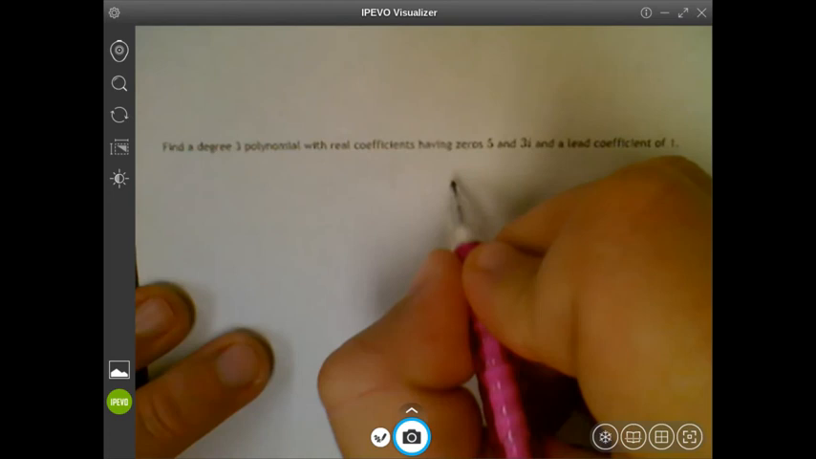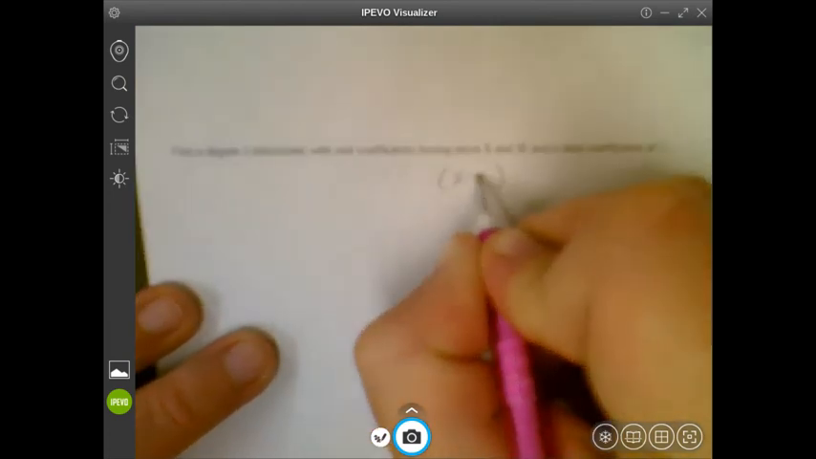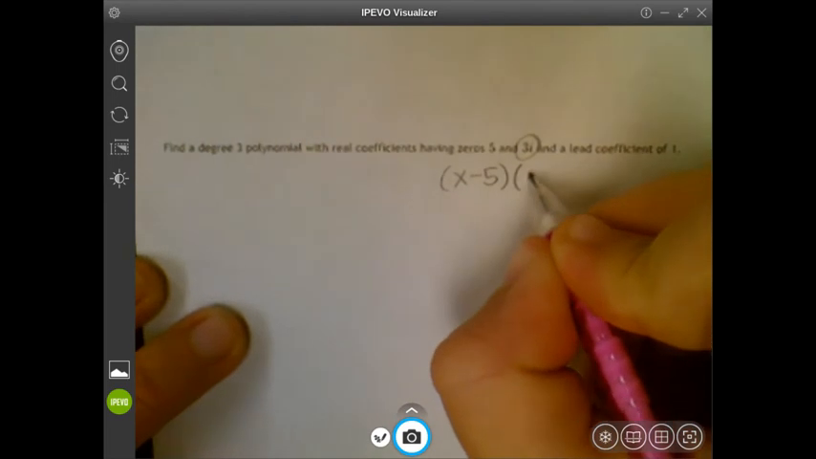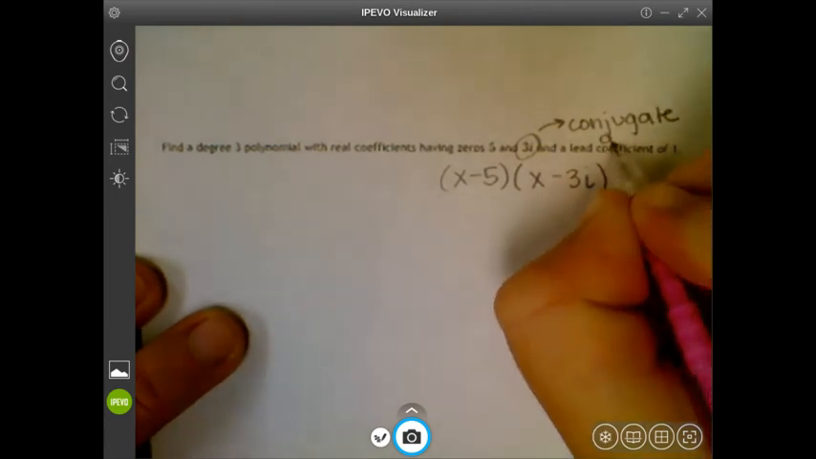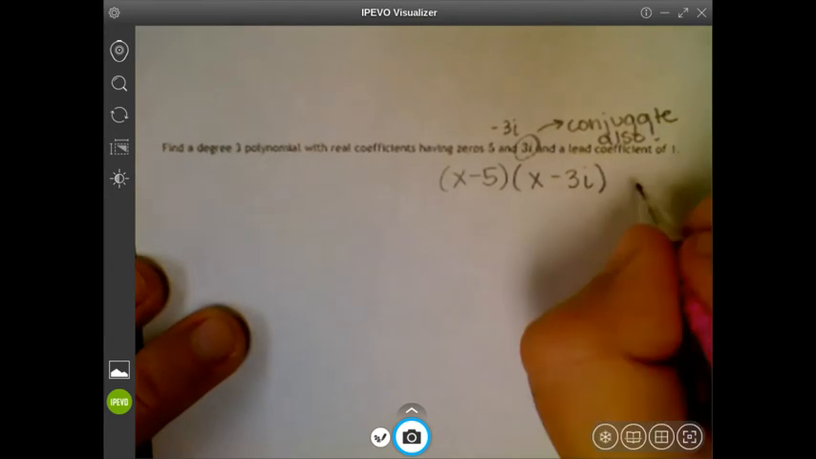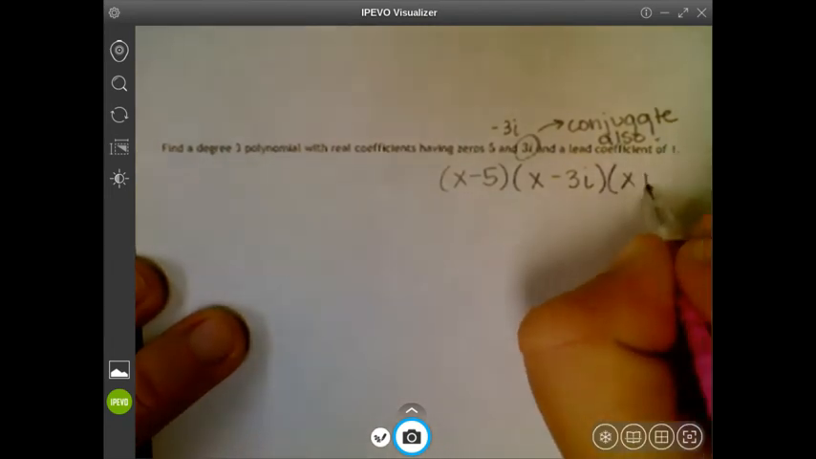If there's a 0 at 5, that means there's a factor that says x minus 5. If there's a 0 at 3i, then there are some factors we can make from that would give us that 0. And there's a couple ways to think about this. One thing you could do is set up a factor here. If it's 3i, it would be x minus 3i. You would change your sign. And then there is a rule that says if you have an imaginary number, its conjugate is also a solution. So if 3i is a 0, then -3i would also be a 0. So you could set up another factor as x plus 3i.